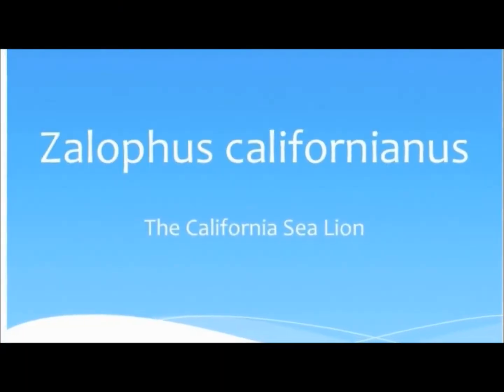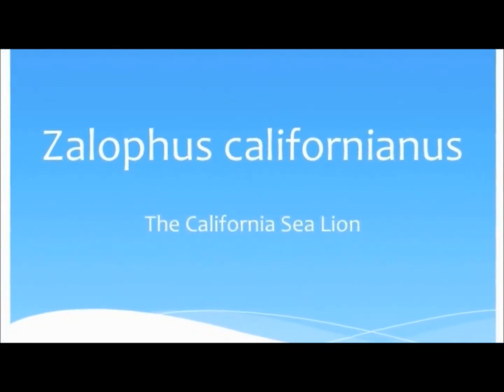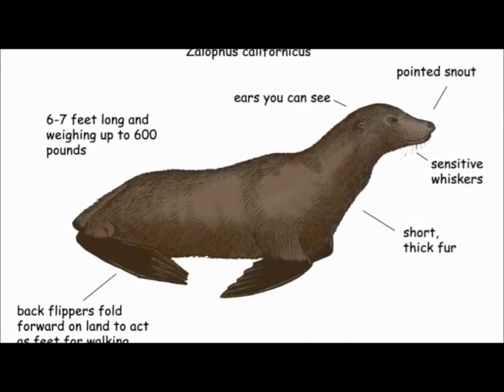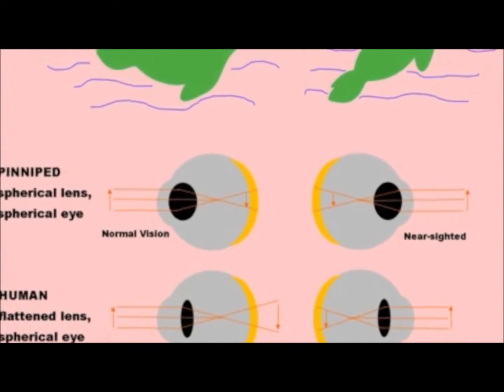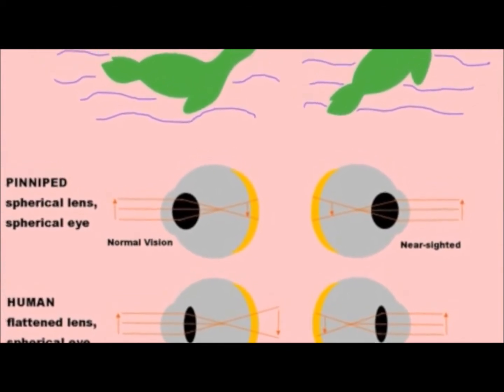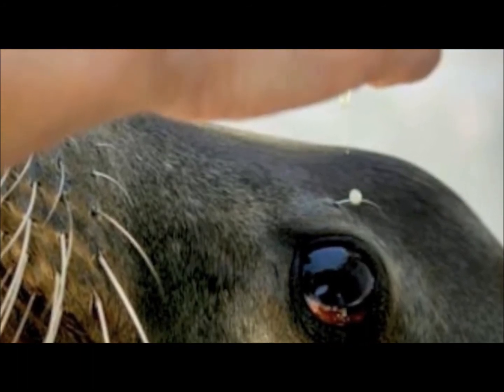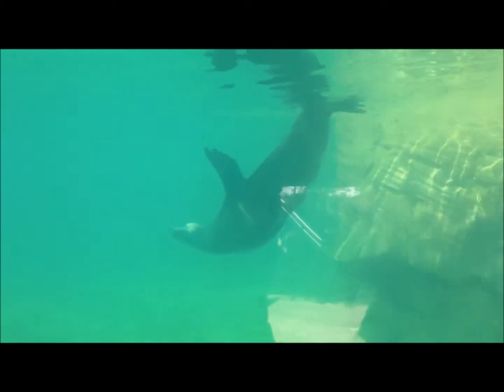Zalophus californianus is more commonly known as the California sea lion and is a member of the order Carnivora and the suborder Pinnipedia. It is widely thought that most sea mammals, including pinnipeds and cetaceans, are completely colorblind. What is so fascinating about the California sea lion is that there is new research on this species suggesting they are in fact not colorblind.